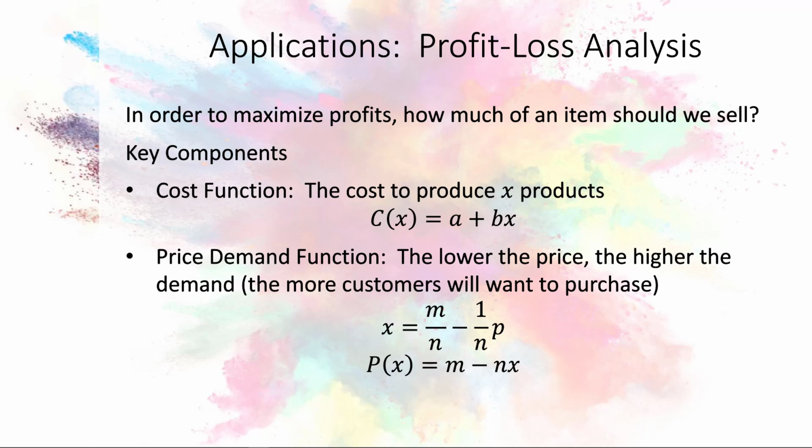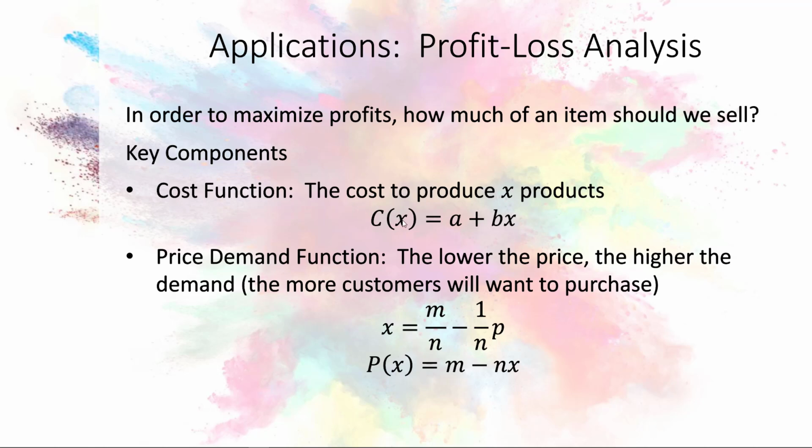One thing which might make sense is that if we reduce the price, we will sell more items. But the question is, if we do that, will we actually make a profit? Well, the way to figure that out is through something called a profit loss analysis. And there are four components to this analysis.